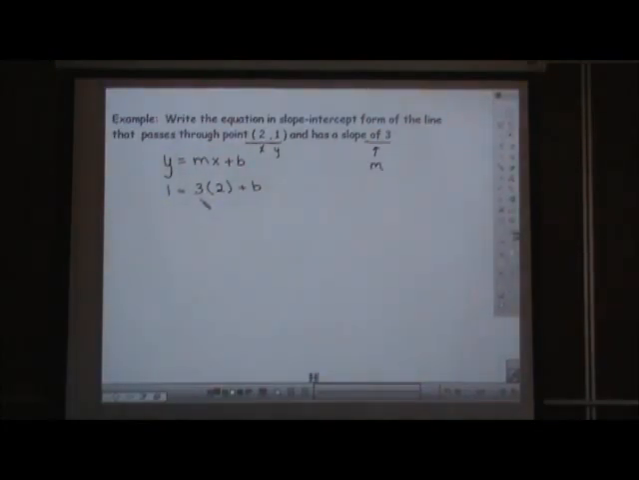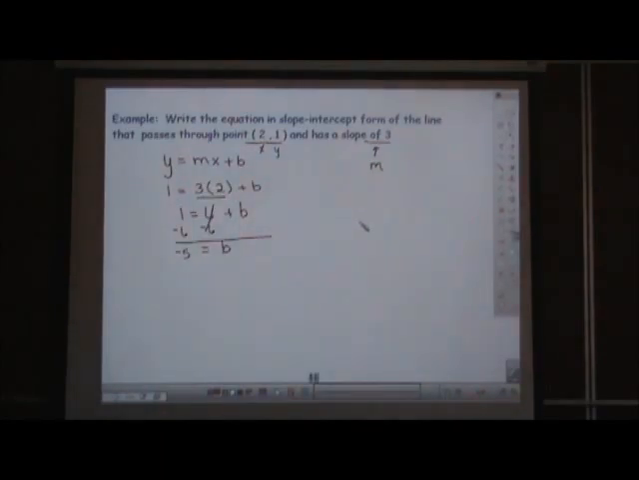Now, from here it's a quick multiplication. The 3 and the 2 side by side, 3 times 2, which turns into 6. Just make sure your 6 and your b do not look alike. Since this is positive 6, you want to subtract 6 from both sides. 1 minus 6, that'll give you negative 5, and that is equal to b.